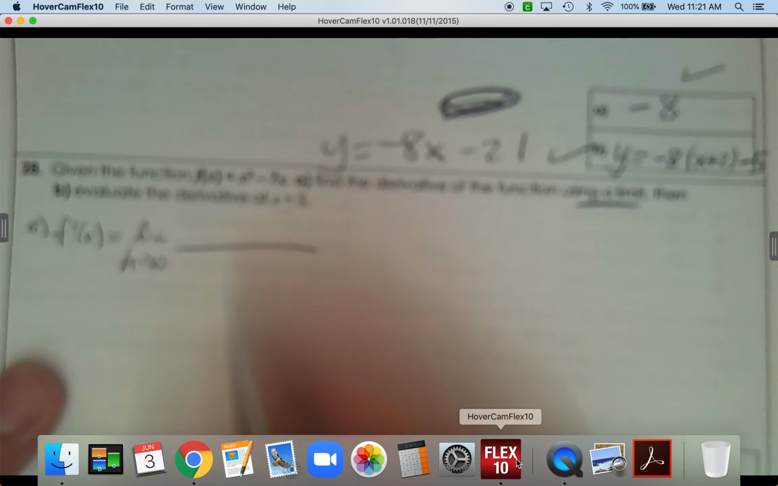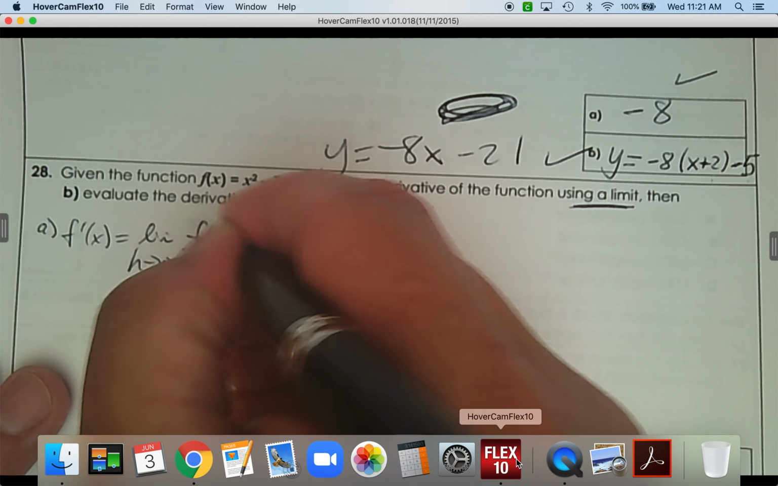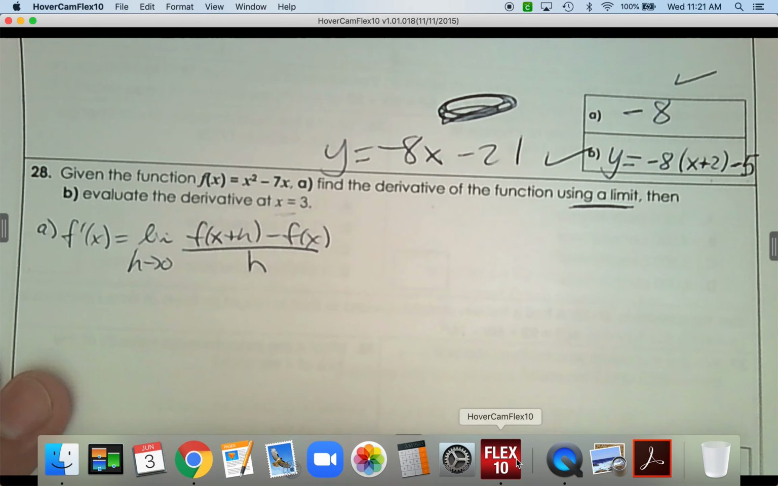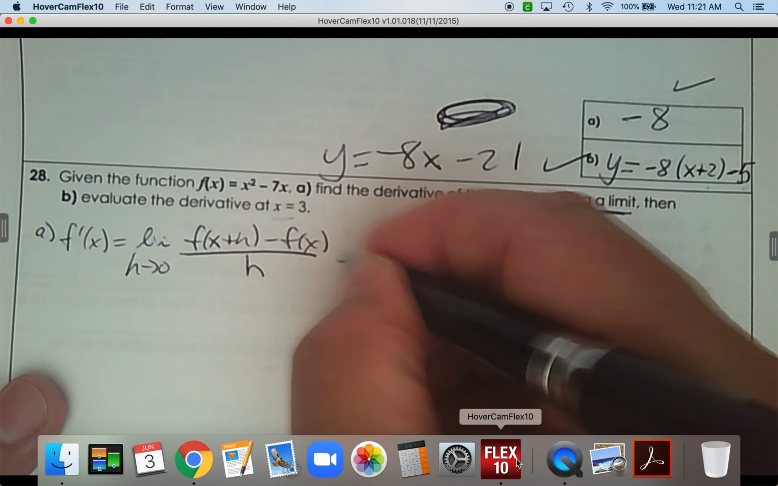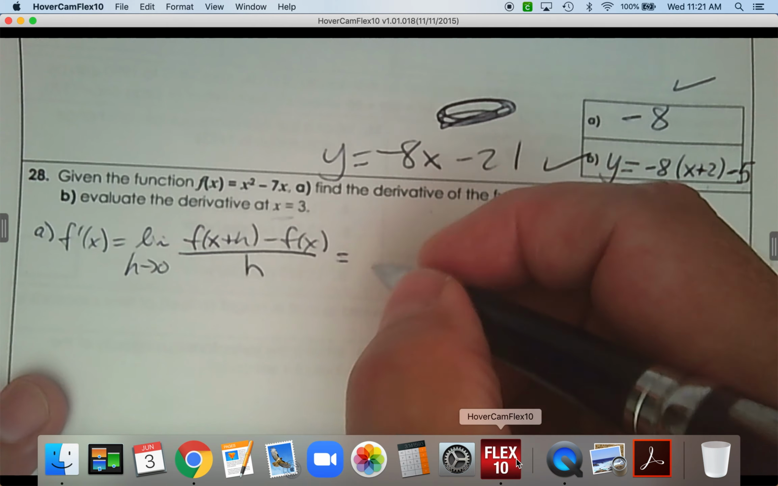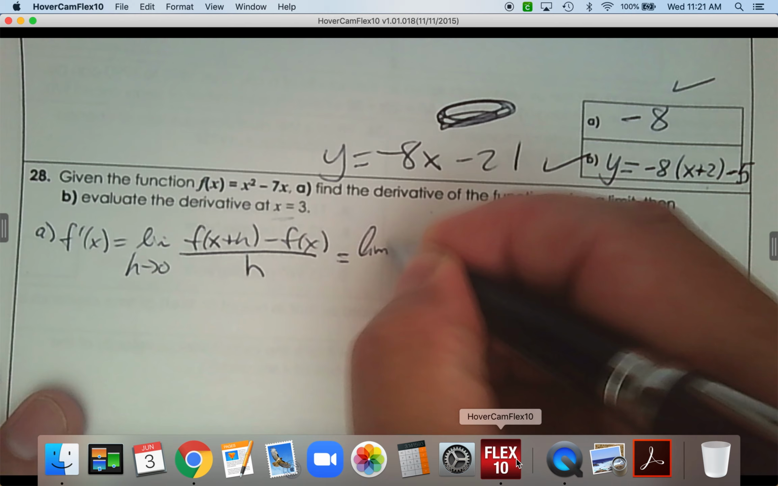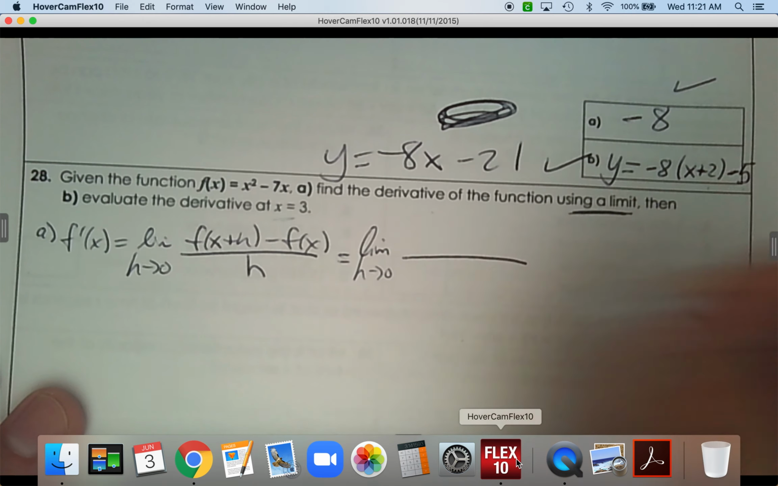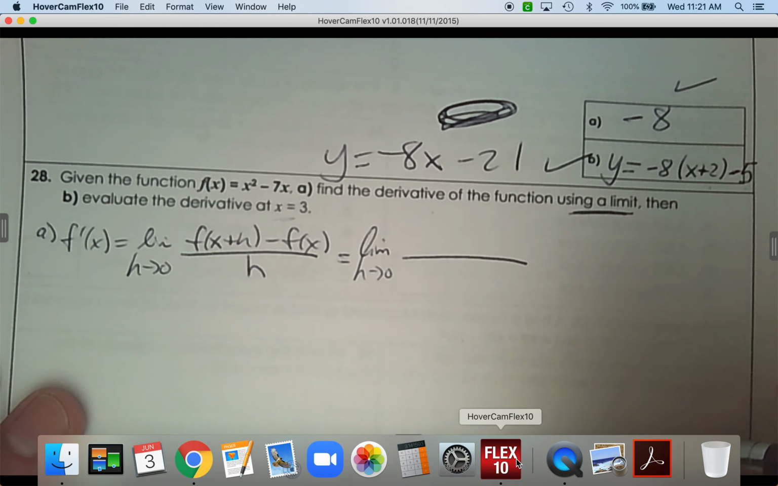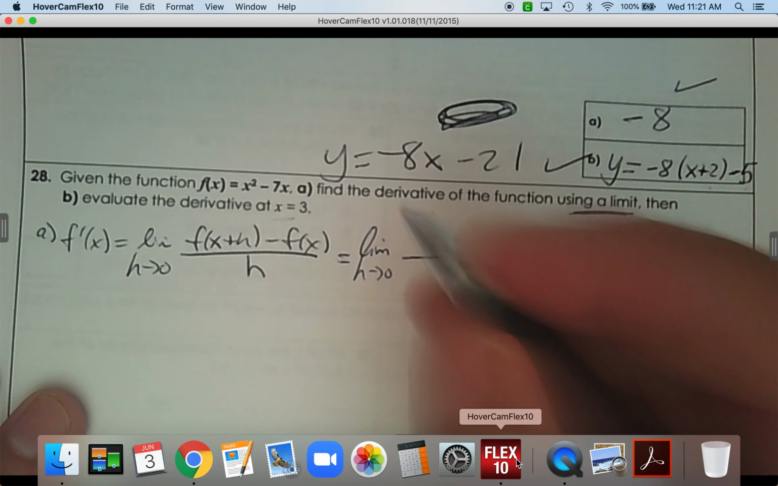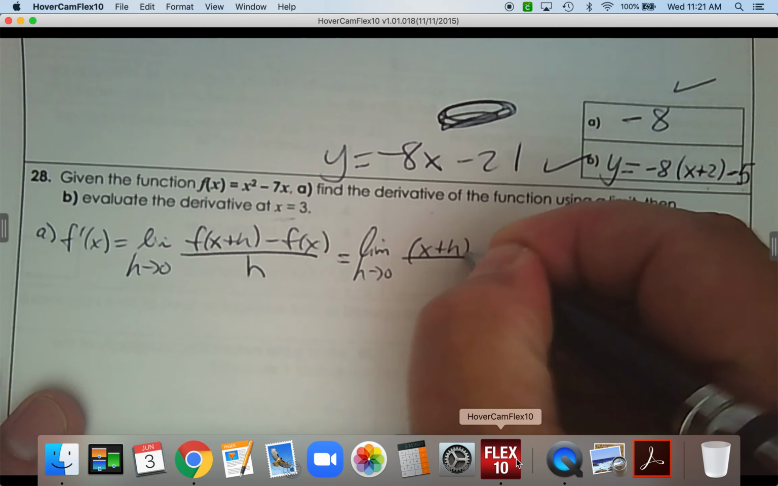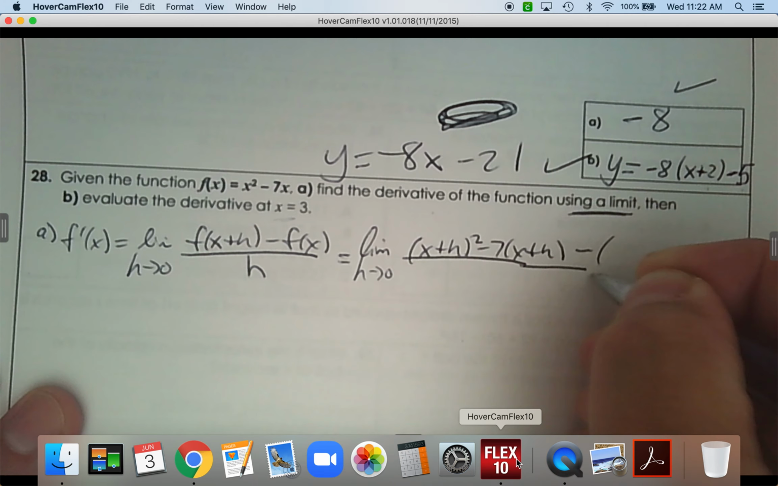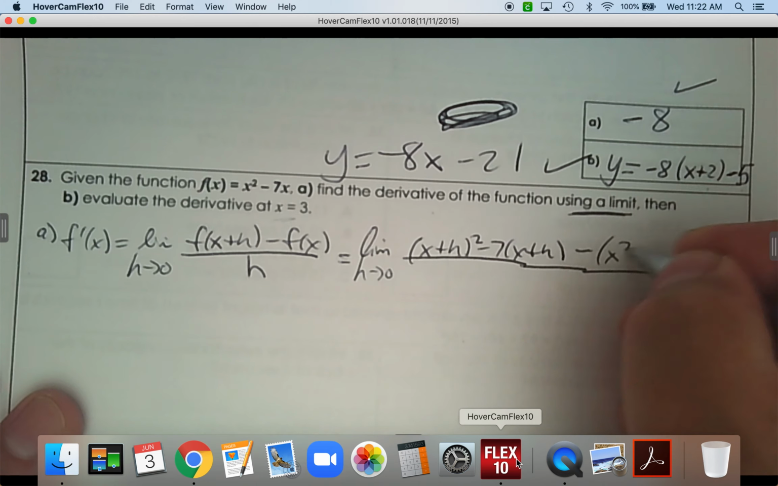The numerator is going to have that slope formula using x plus h and x, and then the denominator is just h. So there's your setup. I'm going to substitute in. So again, don't forget your limit notation. And you can make corrections along the way, and if you made a mistake, you're just learning. So where there's an x, I'm going to put in x plus h. Then I'm going to subtract parentheses and just put in the function.